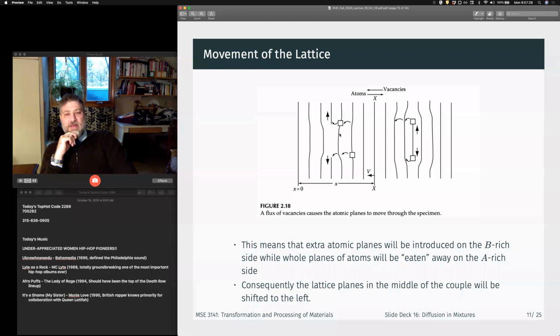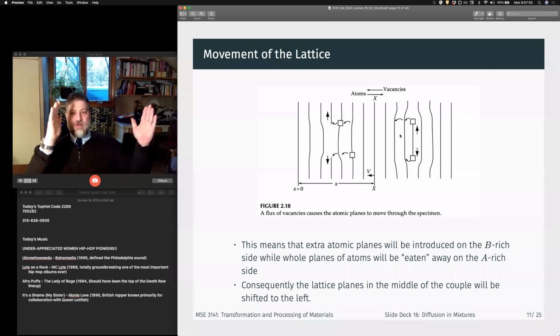So that means I have a net movement of my lattice to the left, right? It's not just that I have flux moving through the lattice. My actual atomic planes are moving to the left. New ones are being created over here. Ones over here are being destroyed.